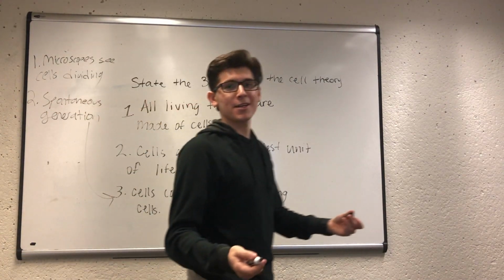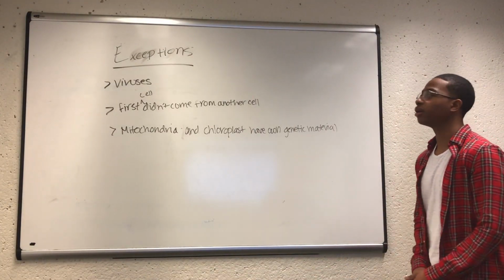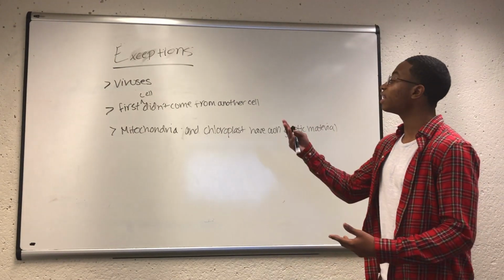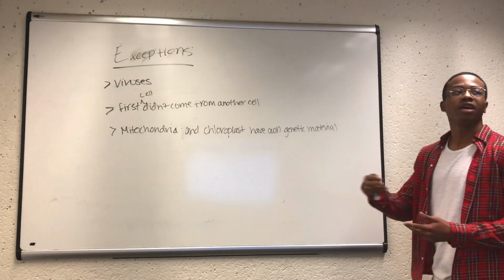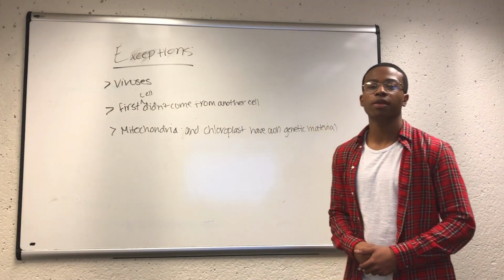And then we can look at exceptions. There are three exceptions to the cell theory. The first one is viruses, the second one is the first cell having to come from another cell, and the last one is mitochondria and chloroplasts. Enrique will be going over the third one, while I'll be going over the first two. The first one I'll be explaining is viruses.